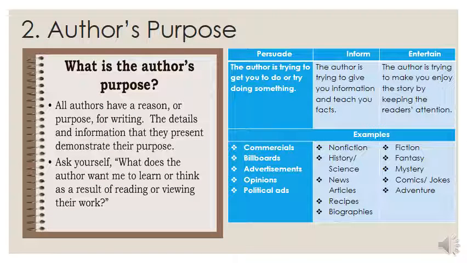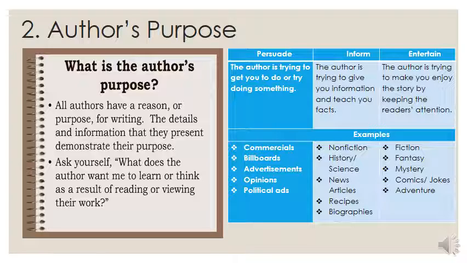Now we move to the second skill, which is the author's purpose. The author's purpose, as we said before, is the reason or the aim why an author writes a certain story or article or book or poem or whatever. The author's purpose is the reason why an author writes something, or why did an author write this thing. We have three main purposes, which are to persuade, to inform, and to entertain.